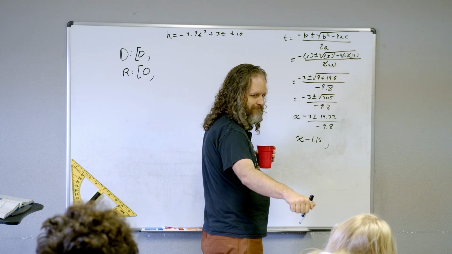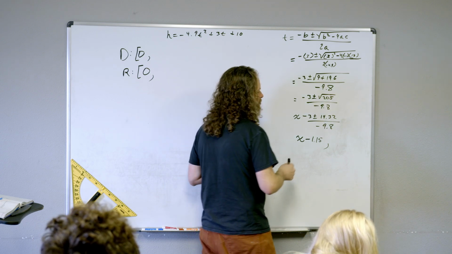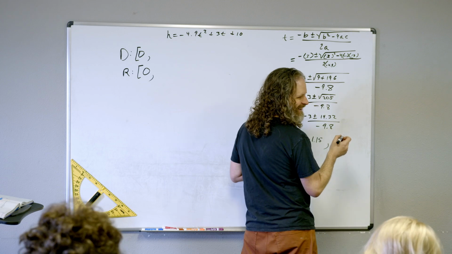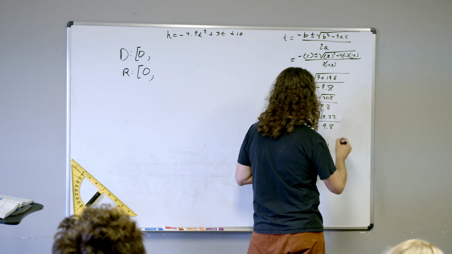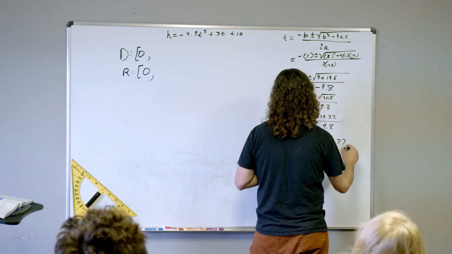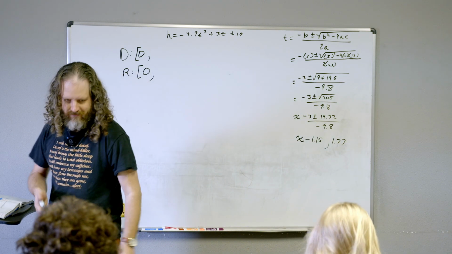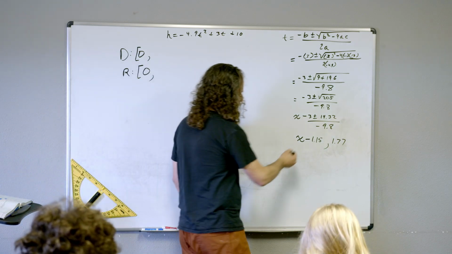I don't want to put that in the calculator. 1.7673. Somebody else agree? Stop. So 1.7. She agreed. 1.77. Okay. Which one of those doesn't make any sense? The negative one. Yeah. So he didn't go back in time.